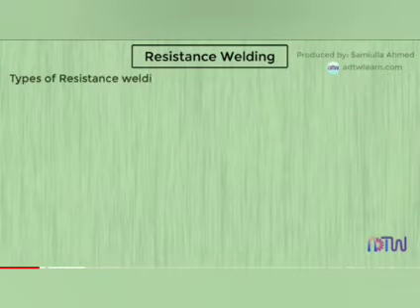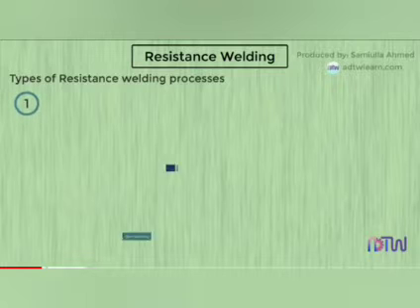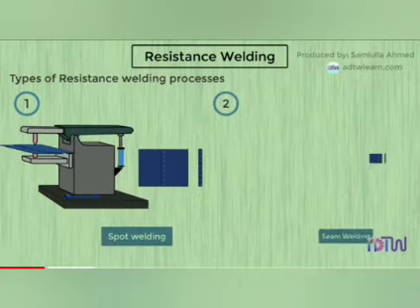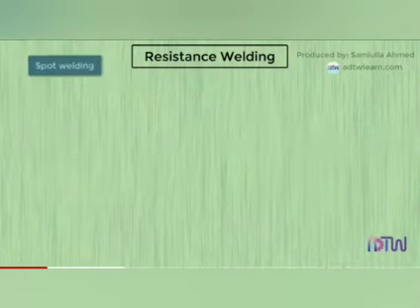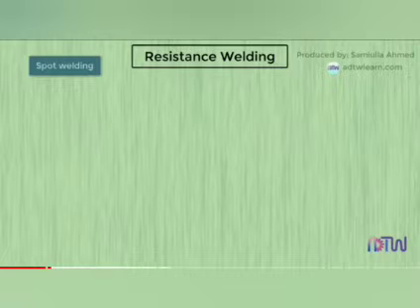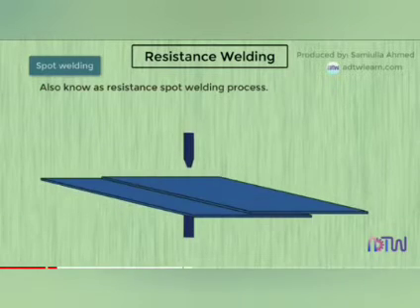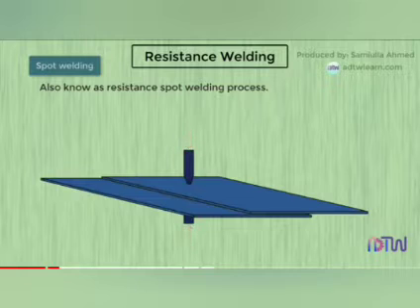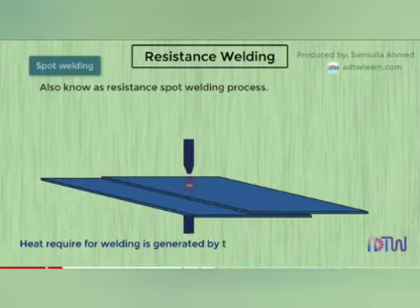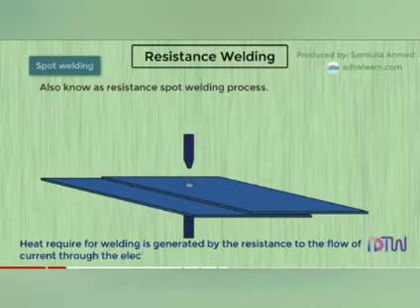Types of resistance welding processes: one, spot welding; two, seam welding. Spot welding is also known as the resistance spot welding process. It is used to weld thin sheets of metal together by applying pressure. The heat required for welding is generated by resistance to the flow of current through the electrode.